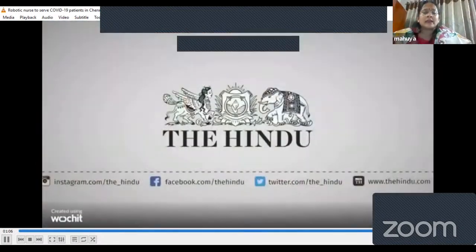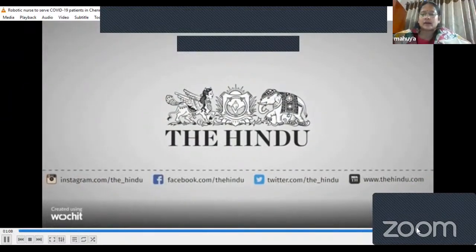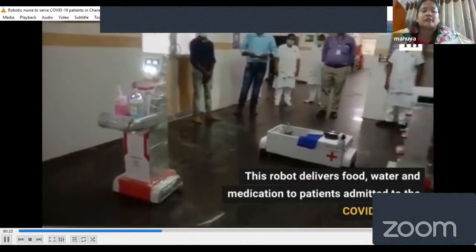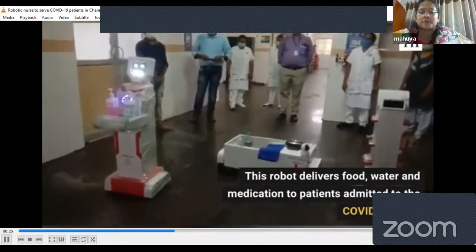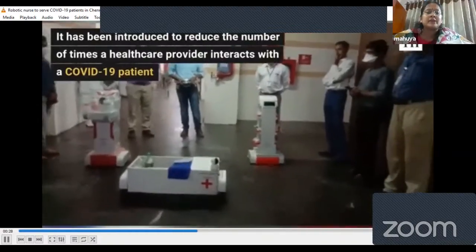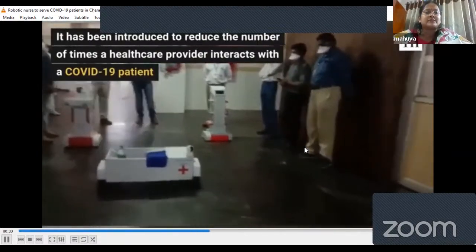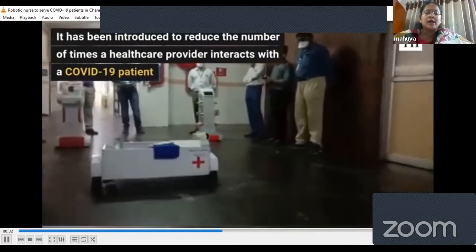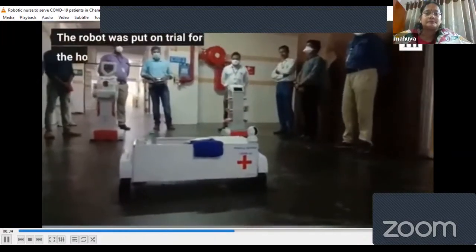Actually, this video, I'm starting again. This robot delivers food in this COVID situation in a Chennai hospital. You can see it has been introduced to reduce the number of times a healthcare provider interacts with COVID-19 patients.